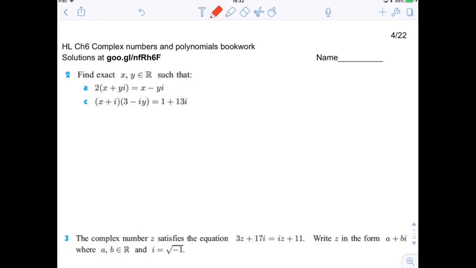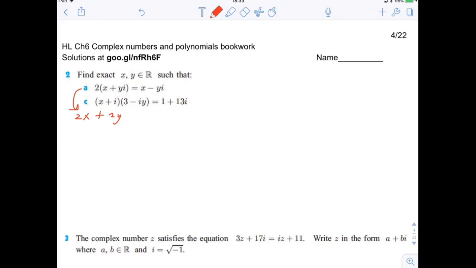Okay, page 4 of the Complex Numbers and Polynomials, Chapter 6, HL. Find exact x and y in the set of real numbers such that 2 times (x plus yi) equals x minus yi. And remember that the way you do this is you equate the real parts with the imaginary parts, but we just need to simplify it a little bit so that we can equate both parts.